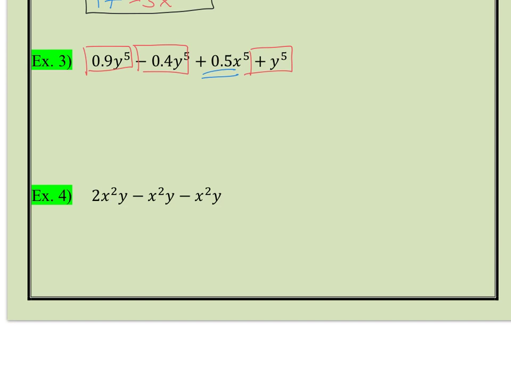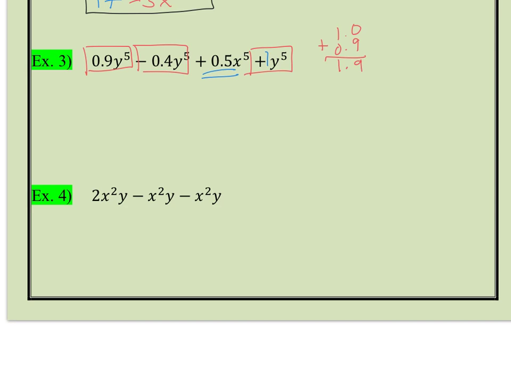So off to the side, I tend to like to write, add the positive numbers first, then add the negative numbers, and then combine those. So this one you don't see a coefficient. If you don't see a coefficient, it's understood that the coefficient is 1. In this case it's positive 1 because it's a plus y to the fifth. So off to the side, I'm going to take 1.0 and add to it the 0.9, which gives me 1.9. Then I am going to subtract the negative 0.4.